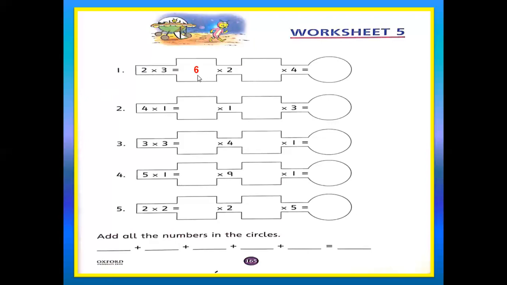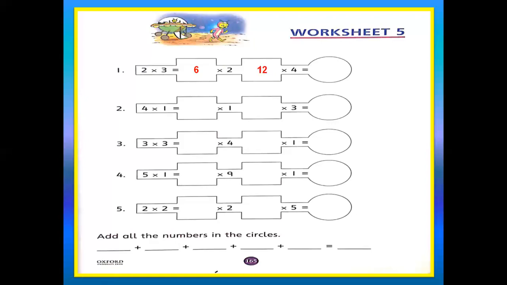And now you multiply this answer with 2. 6 multiply 2. So here again read the table of 2 6 times. 2 ones are 2, 2 twos are 4, 2 threes are 6, 2 fours are 8, 2 fives are 10, 2 sixes are 12. Or read table of 6 2 times. 6 ones are 6, 6 twos are 12. In both ways, the answer will be 12.